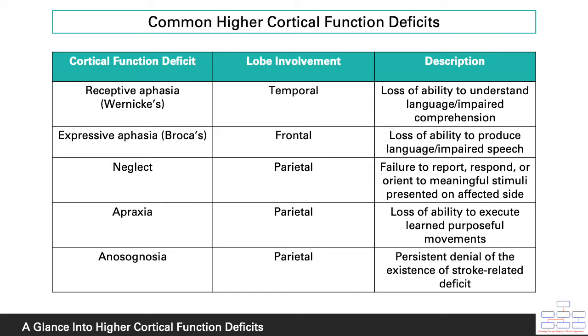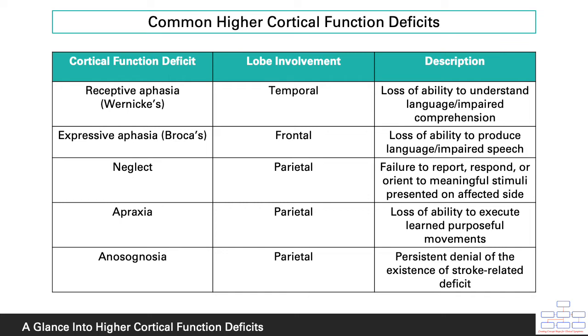So your common cortical function deficits would be your aphasias. You have receptive aphasia, which is your Wernicke's, and it is essentially affecting your temporal lobe. So your patients will lose the ability to understand language and they will have impaired comprehension. With expressive aphasia, which is a lesion in your frontal lobe, your patient would lose the ability to produce fluent speech, to produce language, express themselves, and you will see impaired speech in these patients.